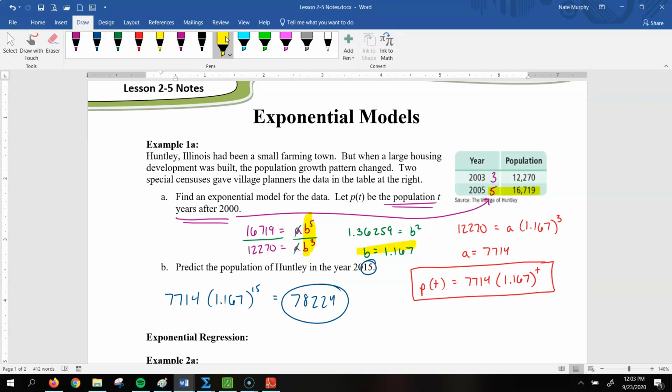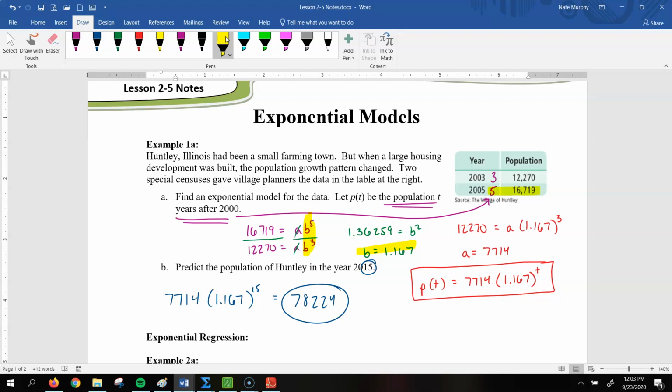So just know on a quiz or a test, if we had a problem like this, I will either tell you which coordinate to use to find the value of a, or I will know that there are 2 different answers and I will have both answers being correct. So you don't have to worry about that.